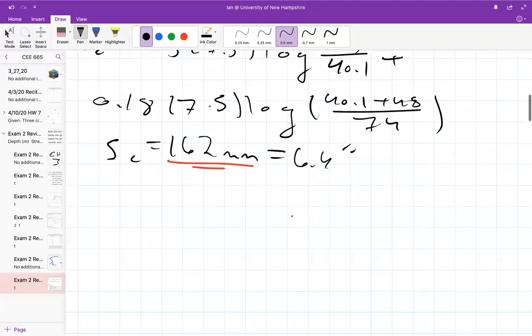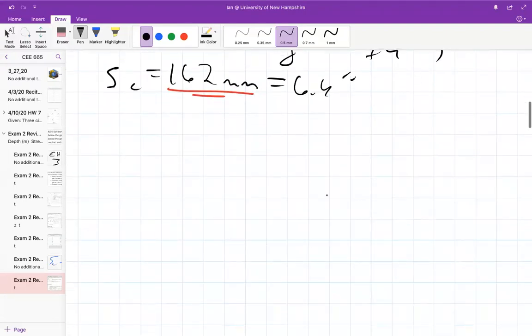So just keep that in mind when you guys are taking your test tomorrow. Ask yourself, does this make sense? Is this practical? Is this realistic for the soil? Can clay compress that much? So just try to do the reality checks.